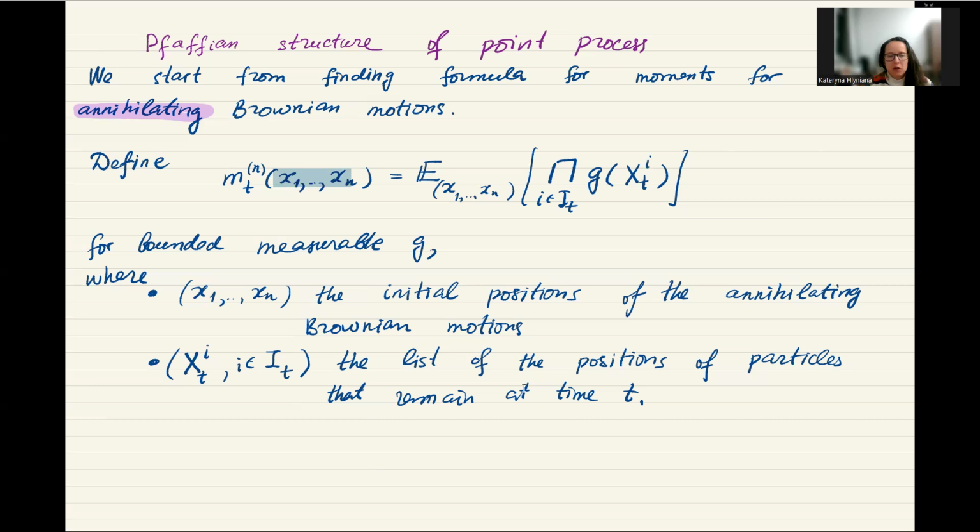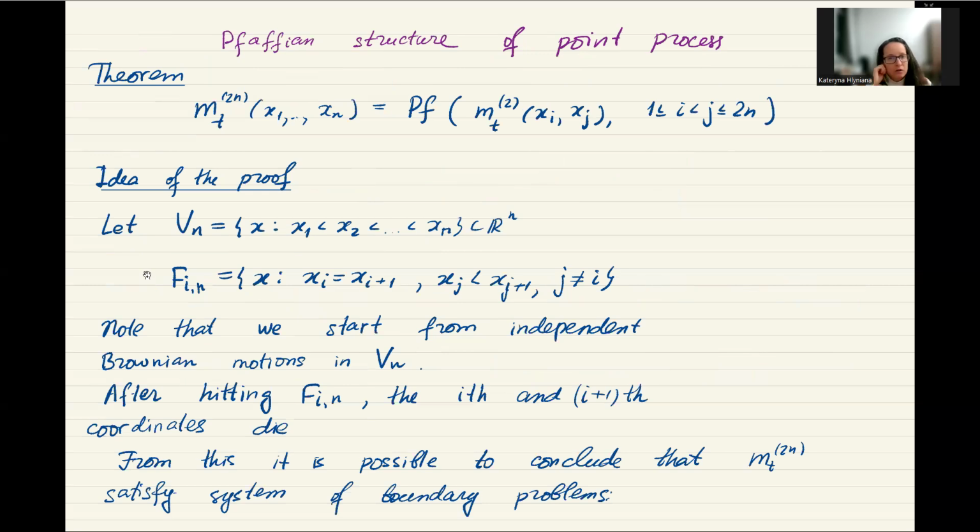Okay, and now for these moments, Tribe and Zaboronski in their paper write the Pfaffian formula. It has the following form. You can see that we consider 2n points, I'm sorry, here I should have written 2n. We have 2n starting points, and to calculate it, we can use the Pfaffian of a matrix that is formed by the following functions.